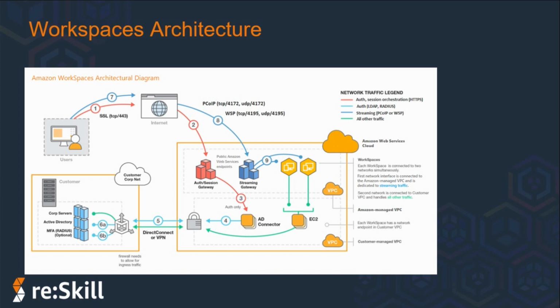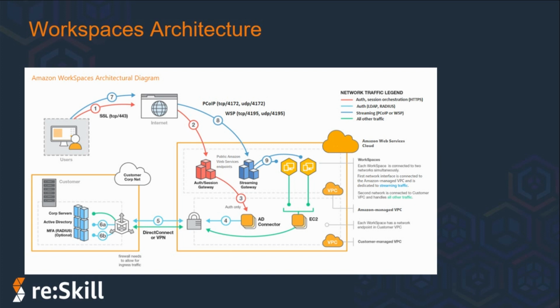Once he gets successfully authenticated over PCoIP protocol or WSP protocol, the user will get a session established via the streaming gateway. The streaming gateway will check the workspace's status, whether the workspace is shut down, unavailable, or available. If it is stopped, Workspaces will start that VM and stream that VM to the user. If it is already in the available state, it will be readily available to the user.